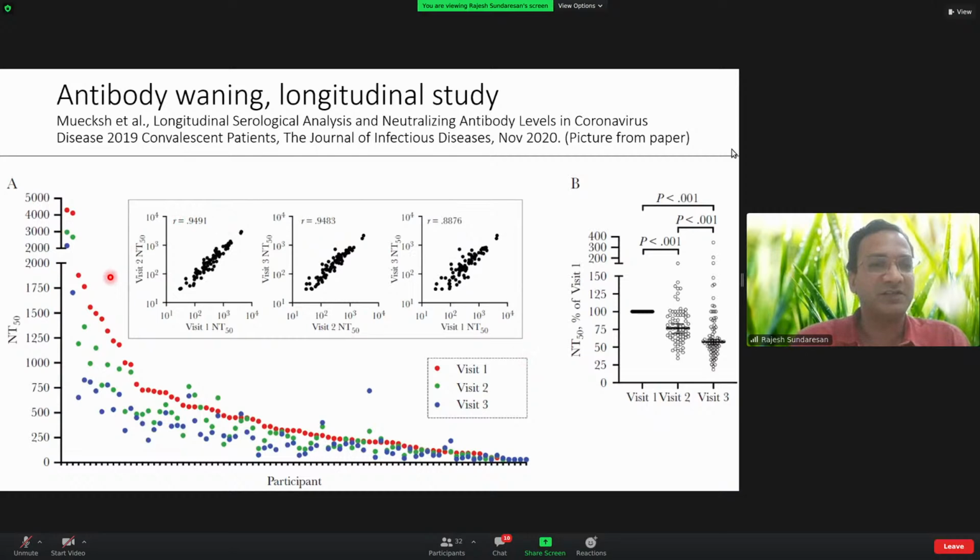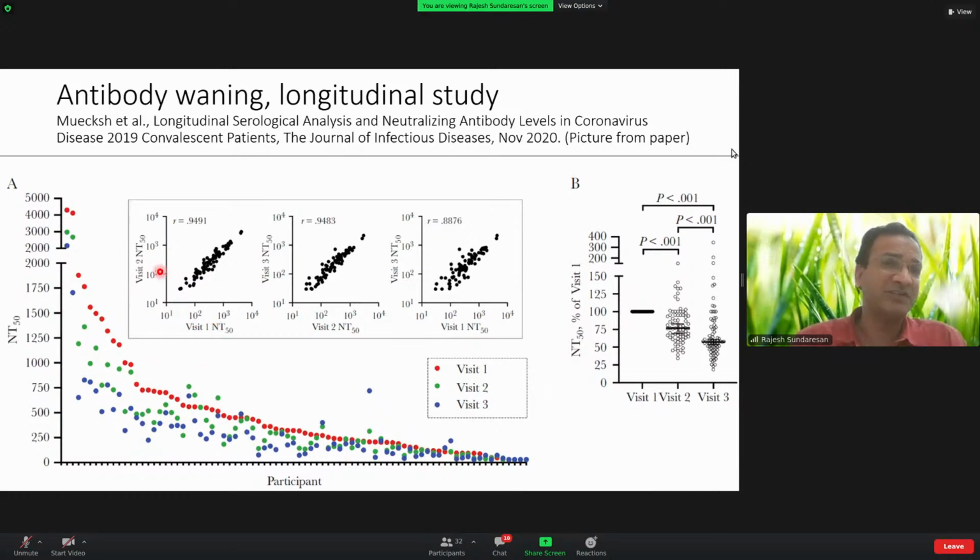So here is a plot from this particular paper, Muk et al. It appeared in the Journal of Infectious Diseases, which studied a cohort of participants in a longitudinal way and called them for a second visit, third visit, and a fourth visit. You'll see here that there is quite a bit of variability in the neutralizing antibody levels across participants. The red one corresponds to the first level. The green ones correspond to the second level, and the blue ones correspond to the third level.